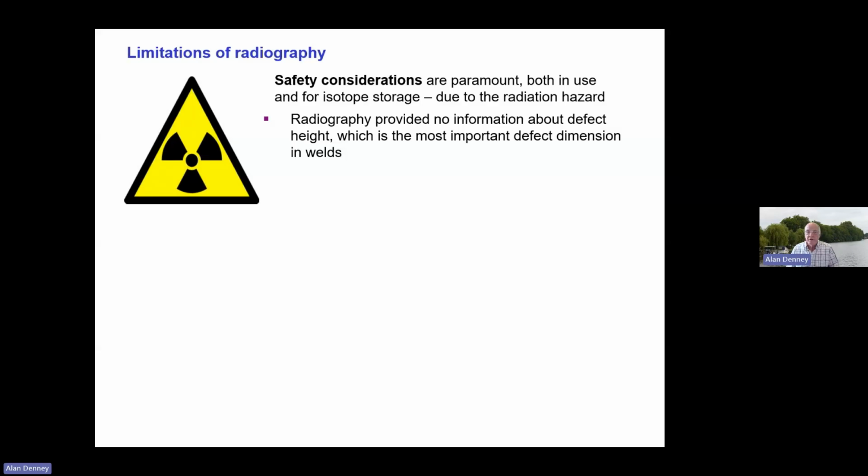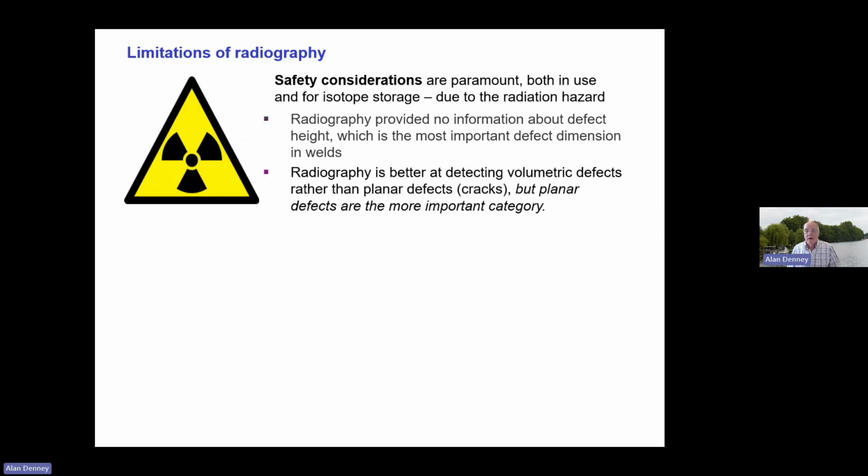Another limitation is that radiography provides no information about defect height, and really that is the most important defect dimension in welds. And radiography is better at detecting volumetric rather than planar defects, as I've already said. But planar defects are much more important, much more likely to be a potential source of failure than the volumetric defects.